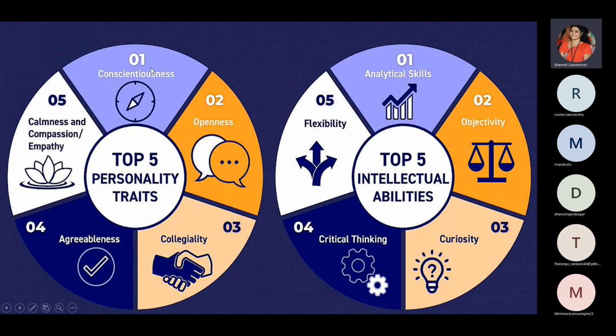And conscientiousness means time management. You need to be well planned and have time management ability. Then analytical skills: you have critical analytical skills, and objectivity means you should work according to the goal, the aim. So you need to have an aim.